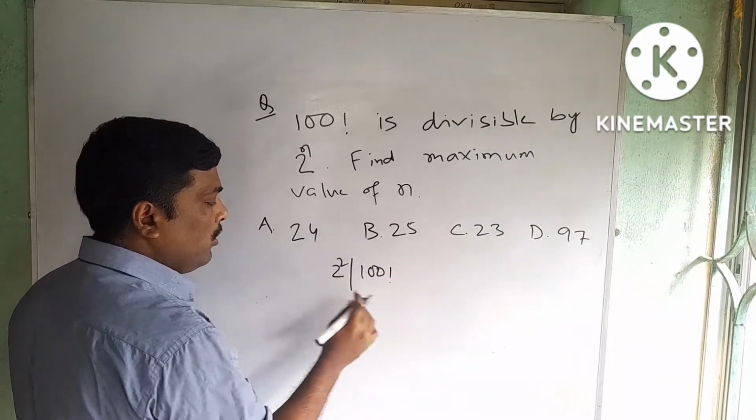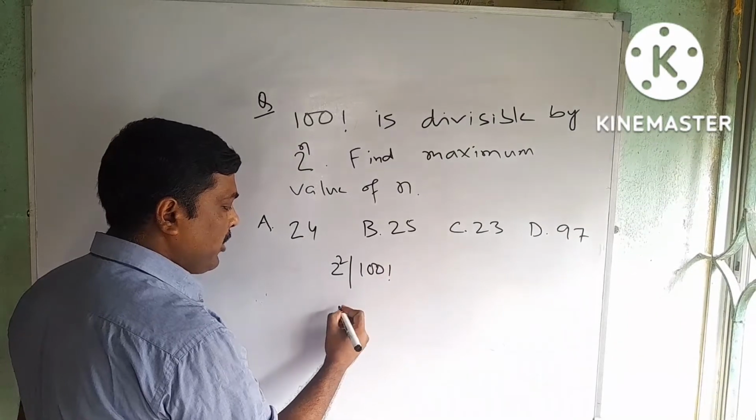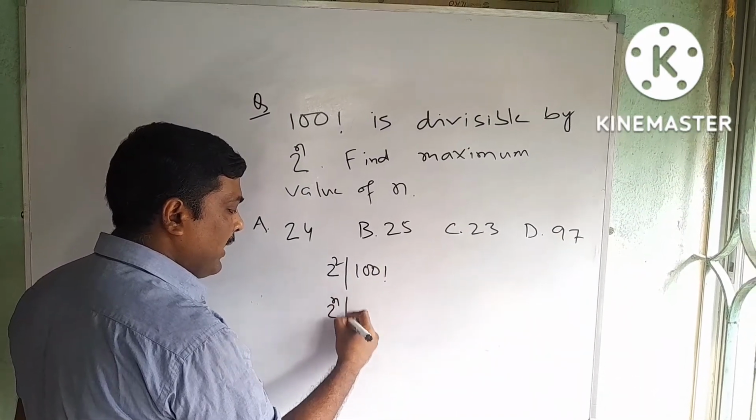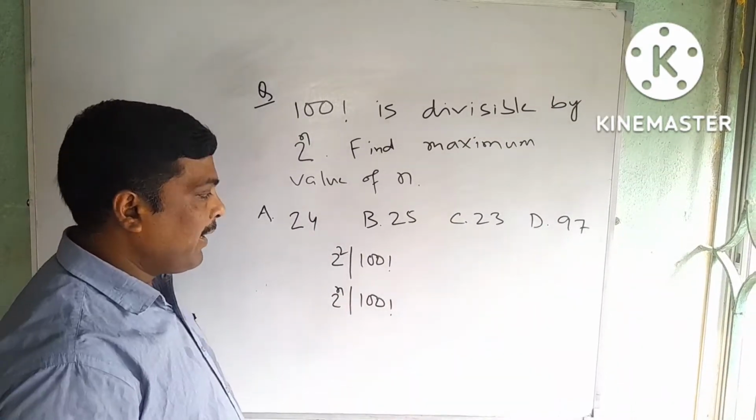2 square also divides 100 factorial. 2 cube divides 100 factorial, and 2 to the power n divides 100 factorial. What is the maximum value of n?